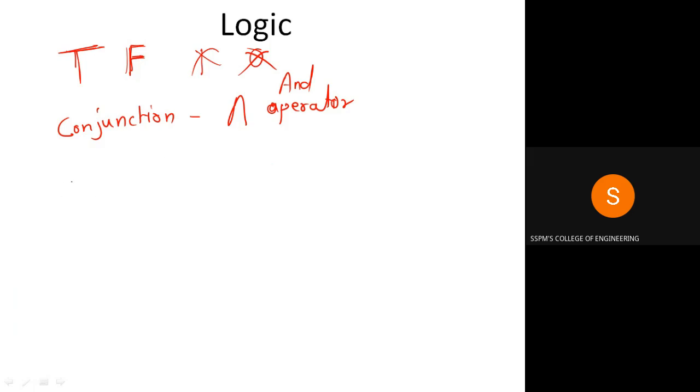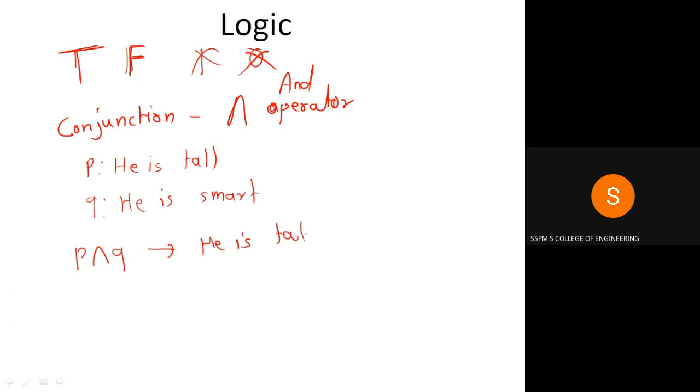What is conjunction? Suppose P is he is tall, and Q is he is smart. Then what is P and Q? P and Q implies he is tall and smart. So you have to use AND here. So that is a conjunction statement.